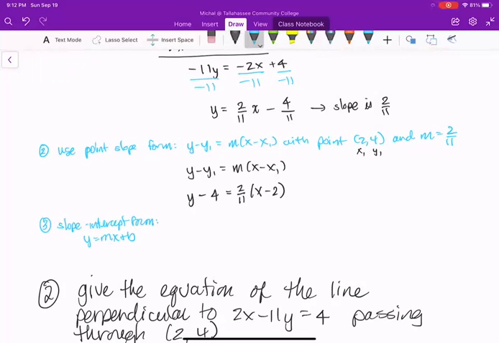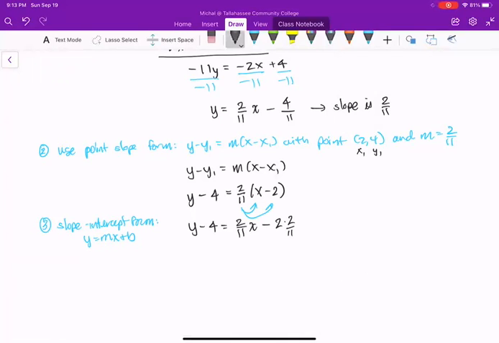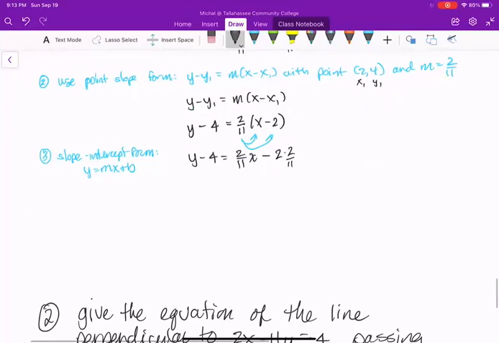The first thing I'm going to do is distribute my 2/11 to both terms on the right-hand side, giving me y minus 4 is equal to 2/11 times x minus 2 times 2/11. Actually, let me get some more space. So that gives us the form y minus 4 equals 2/11 x minus 4/11.